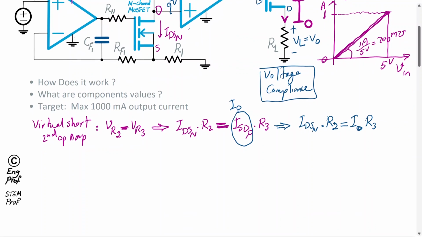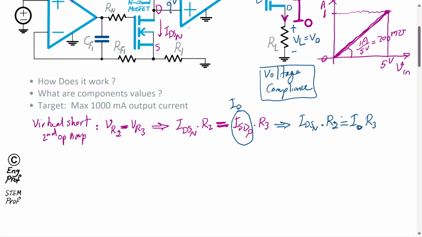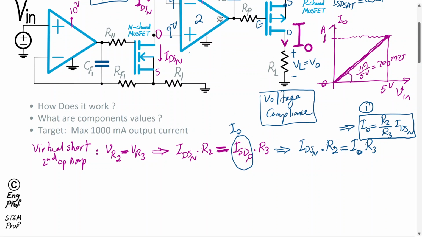Okay, so we are almost there. In summary, I out is equal to R2 over R3 times IDS of the N-channel MOSFET. Let's refer to this as equation 1 in this design. Okay, so next step.